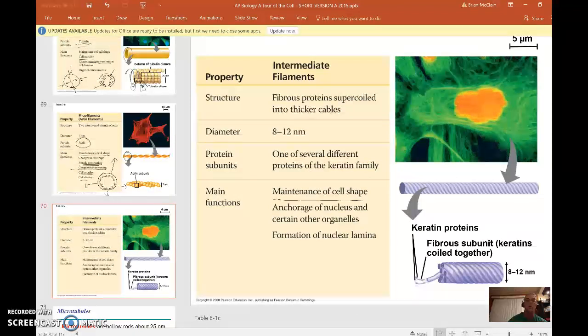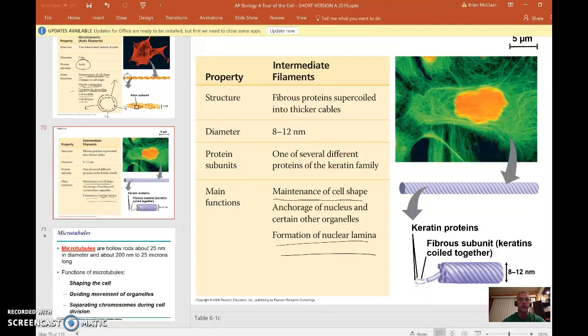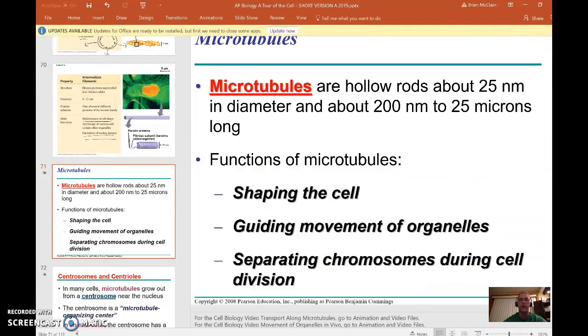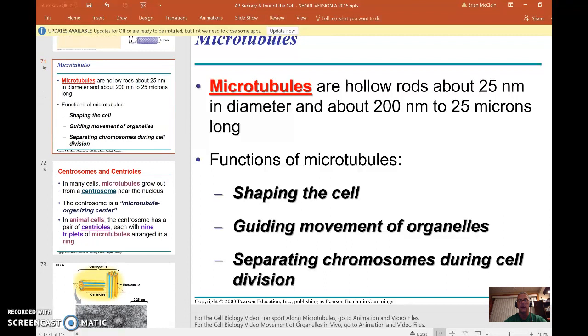So they play a big role in shape once again. They also form that basket that holds the structure of the nucleus, known as the nuclear lamina. So that plays a major role in the overall structure of the cell. So just to highlight some of those things that we said, microtubules shape the cell, they help move things, and they help in cellular division because they are part of the overall spindle apparatus.